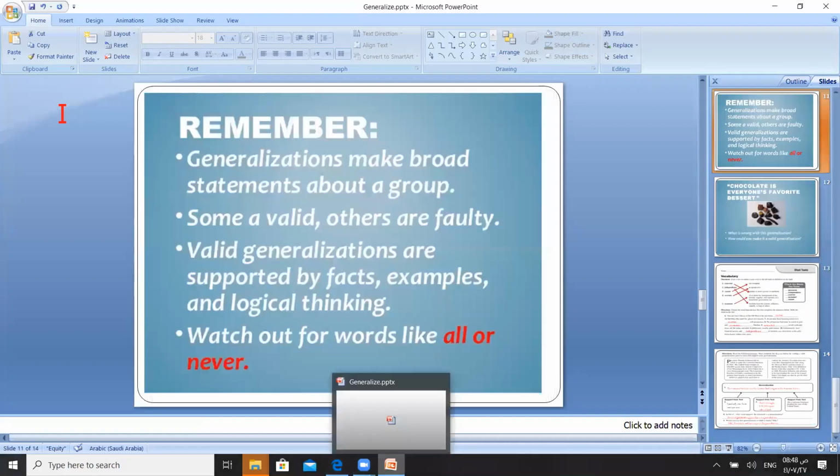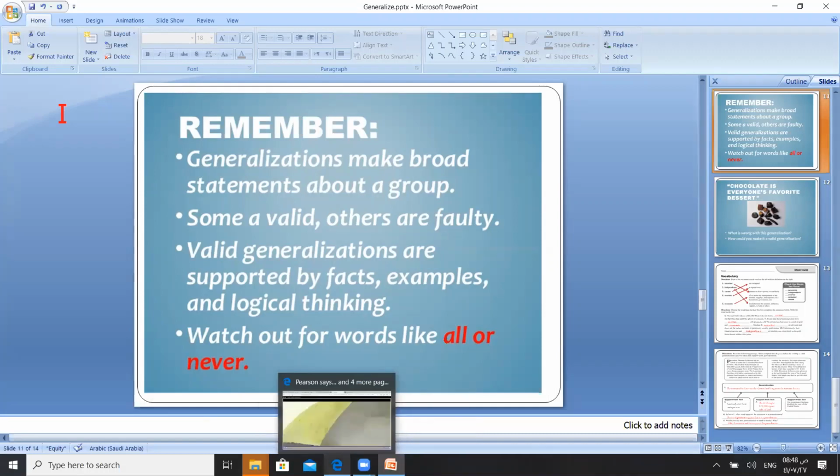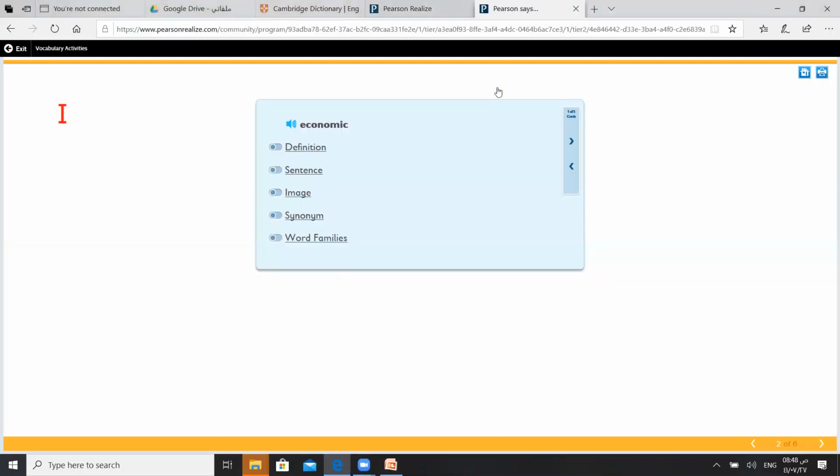Let's move to the vocab. The vocab for this week is, before we start, we have 5 vocab for this week. The first vocab is economic. Before we start, please, class, repeat after me, so you will know the pronunciation for each new vocab.